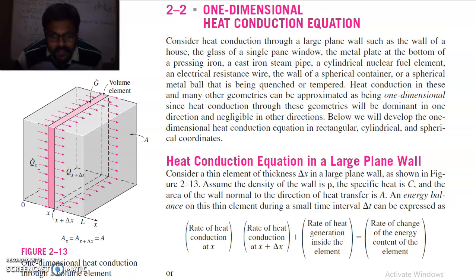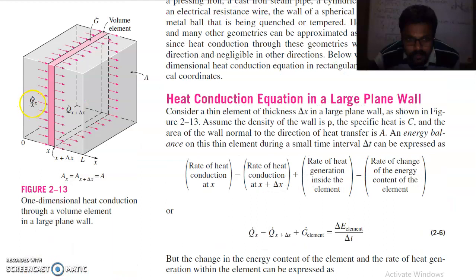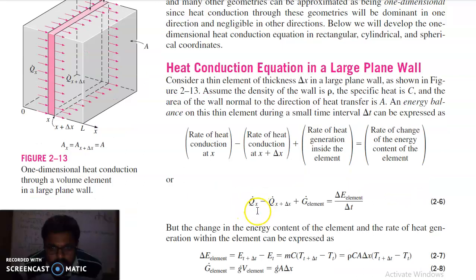Energy balance on this thin element during a small time interval del t can be expressed as: Qx is the rate of heat conduction at x, plus rate of heat generation inside this element, minus Qx plus del x, the rate of heat conduction at x plus del x, is equal to the rate of change of energy content of the element. That is, Q dot x minus Q dot x plus del x plus the energy generation in the element is equal to the change in the energy of the element with time.